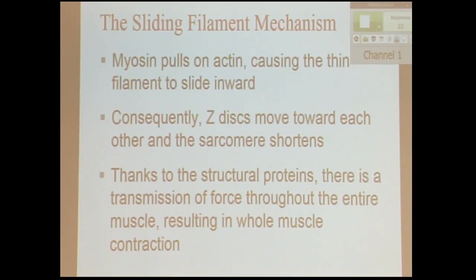And because all those Z discs are all attached together, and they're attached to the ends of the cells, and the ends of the cells are attached to each other, if you shorten all these sarcomeres, that means the whole cell shortens, and then the whole muscle shortens too, because all the cells are shortening at the same time.